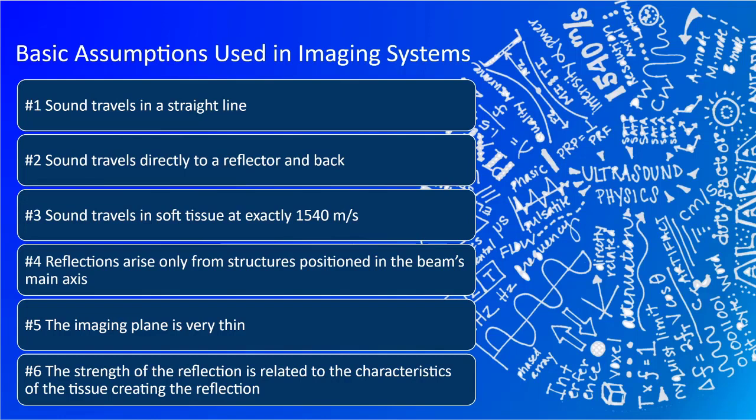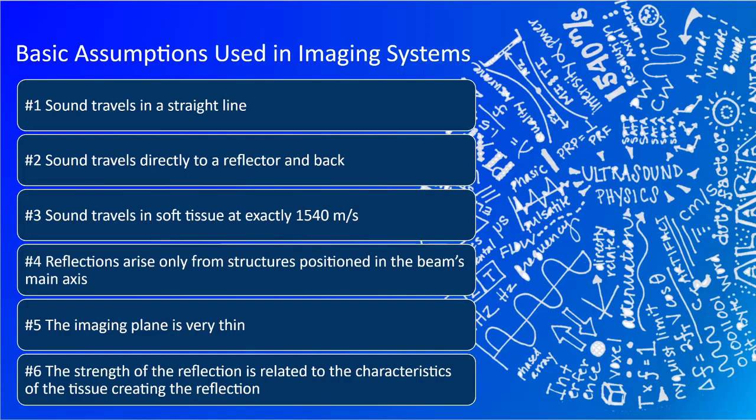The second one is that sound travels directly to a reflector and back. So this assumption assumes, again, that the sound leaves the transducer, strikes a reflector, and returns directly back to the transducer. It doesn't bounce off in a different direction and then finally make it back. It doesn't curve, it doesn't do anything weird on its way back. So the number 2 assumption that the ultrasound machine is making is that sound is going to travel to that reflector and directly back.